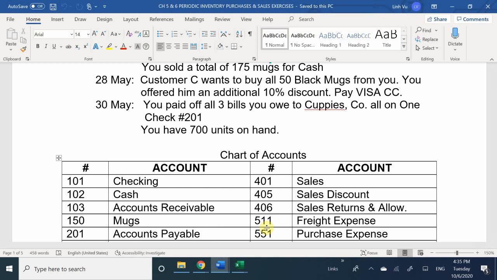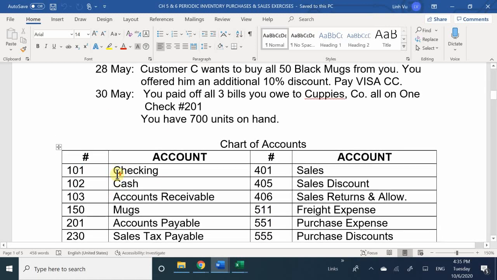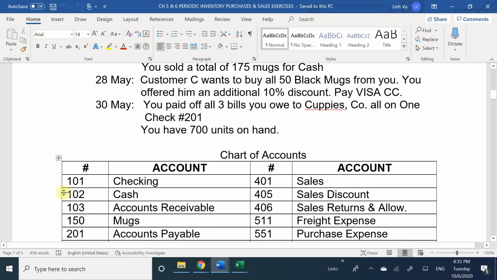So May 30th, what has happened here? We paid off all 3 bills we owe to Cuppy Co. all in one check, number 201. Because we're paying with a check, what's our assumption? Where's this check coming from? Checking, correct. It's coming right out of our bank.